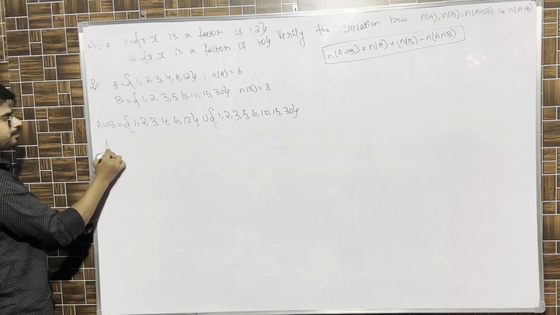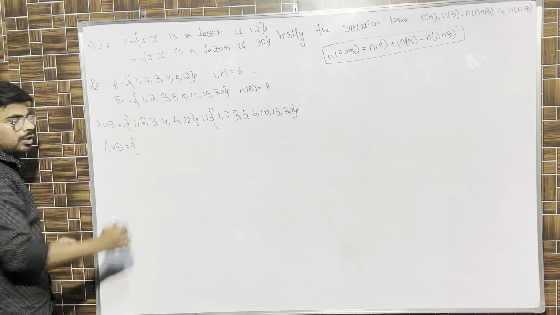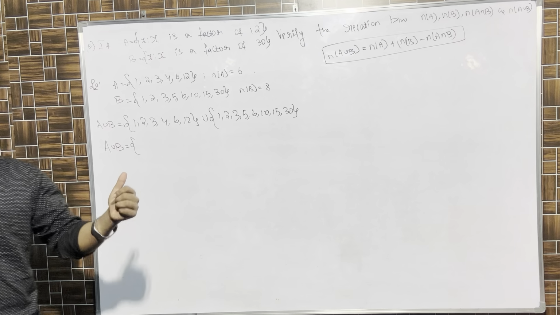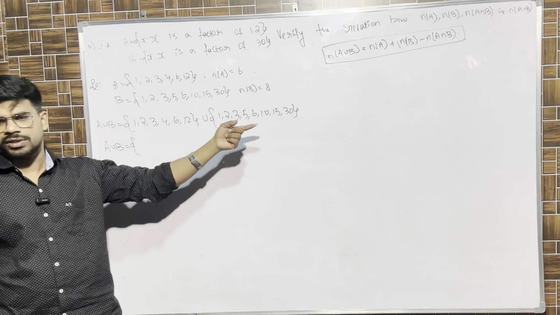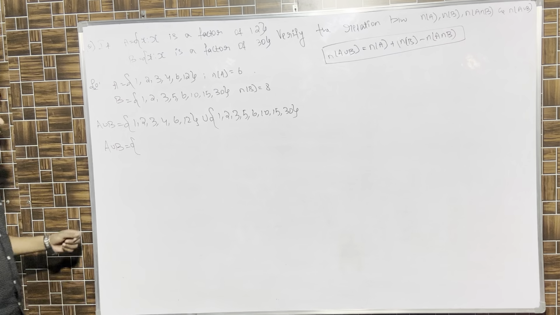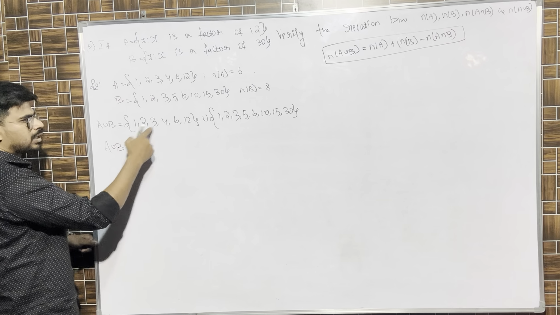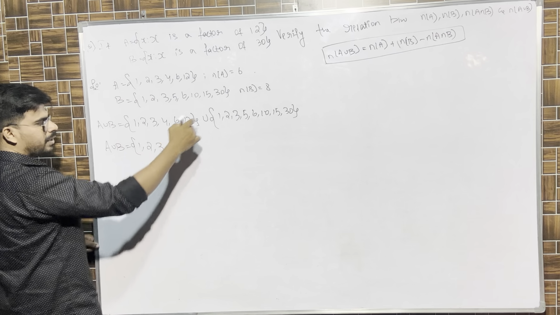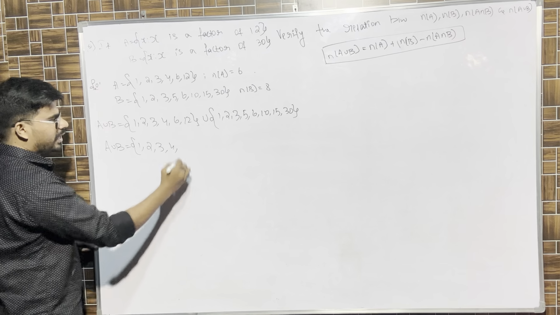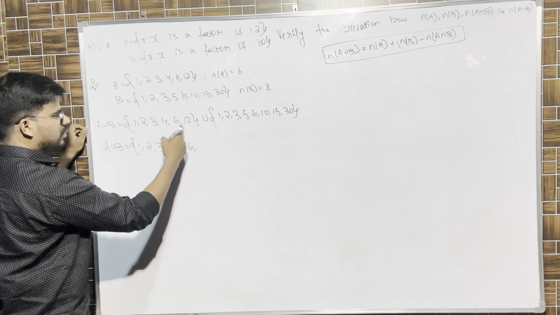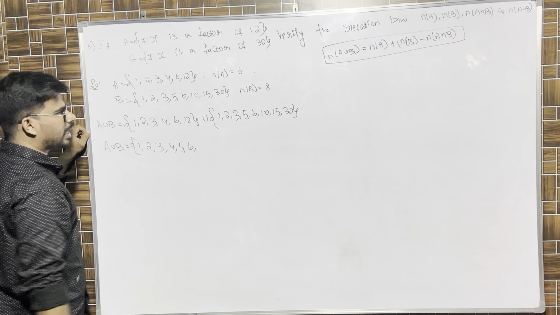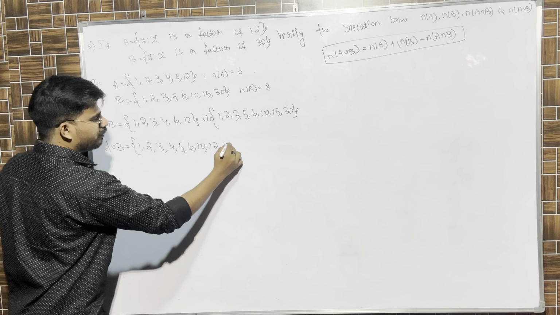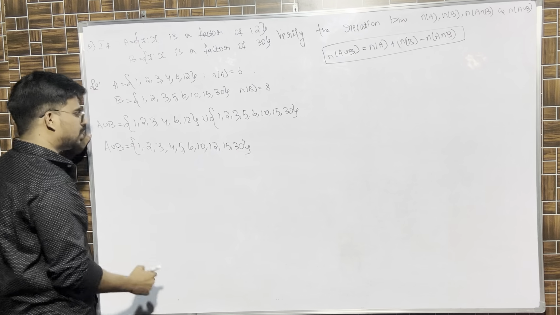Right. A union B. In union what do we do? We write the common terms only once, and apart from the common terms, whatsoever is there in the first set has to be included, and whatsoever is there in the second set also has to be included. 1 is there in both the sets, I'll write it only once. 2 is there in both, once. 3 is there in both, once. 4 is here but not in B, still I have to write it. 5, 6, then 10, 12, 15, 30. So this is A union B.